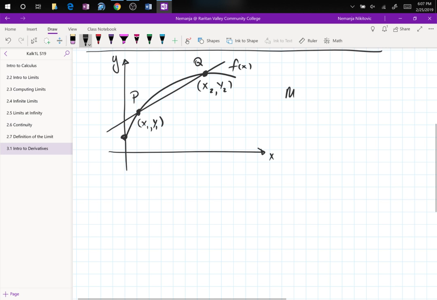So the slope would be m secant, the slope of the secant line, and the slope over here is y2 minus y1 over x2 minus x1. So this is algebra. This was actually part of your 2.1, before we did any limits or anything like that.